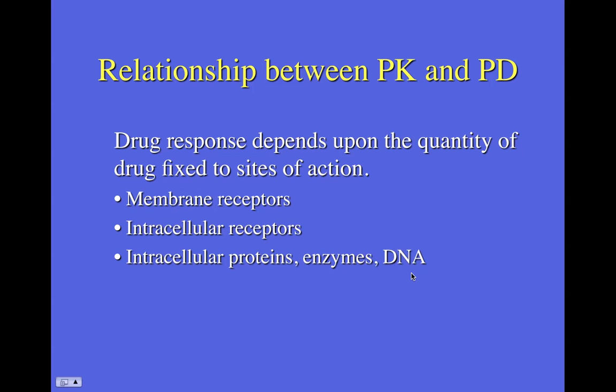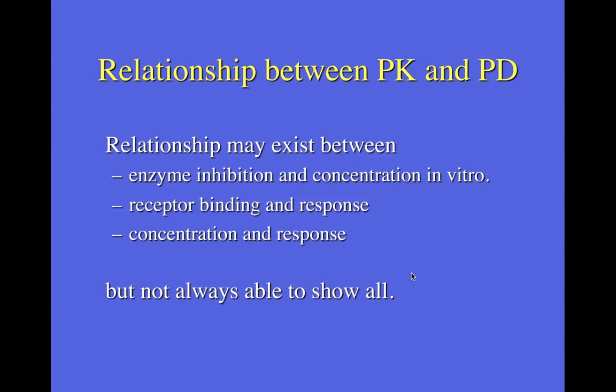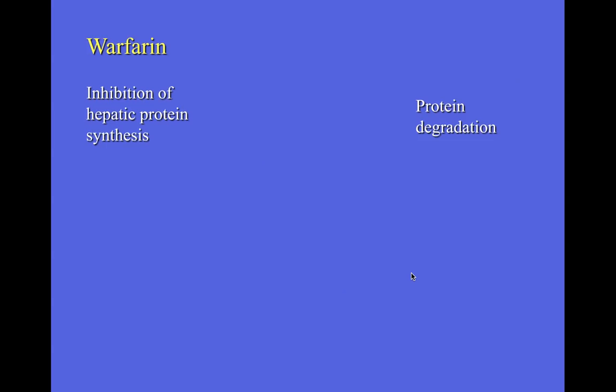And there often is a very close relationship between pharmacokinetics and binding to those particular membrane receptors. And then you may find a relationship between enzyme inhibition and concentration, for example, or binding and response, or concentration of drugs and response, but you can't always show it. And you may not be able to find what you want to show, which is, if I give this much drug, I get this much effect.